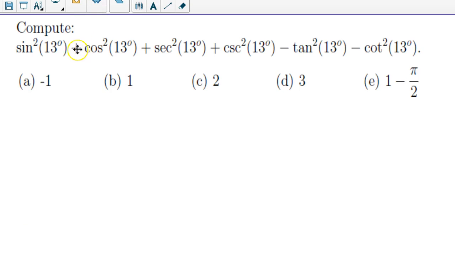Compute sine square 13 degrees plus cosine square 13 degrees plus secant square 13 degrees plus cosecant square 13 degrees minus tan square 13 degrees minus cotangent square 13 degrees. And you have your answer also here, 5 options. Is your answer -1 or +1, or is it 2 or 3, or 1 minus pi over 2? So how do you do this problem without using a calculator?